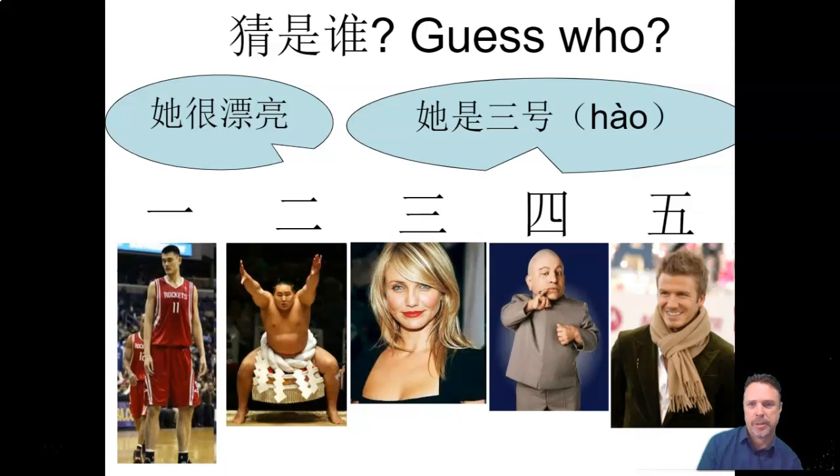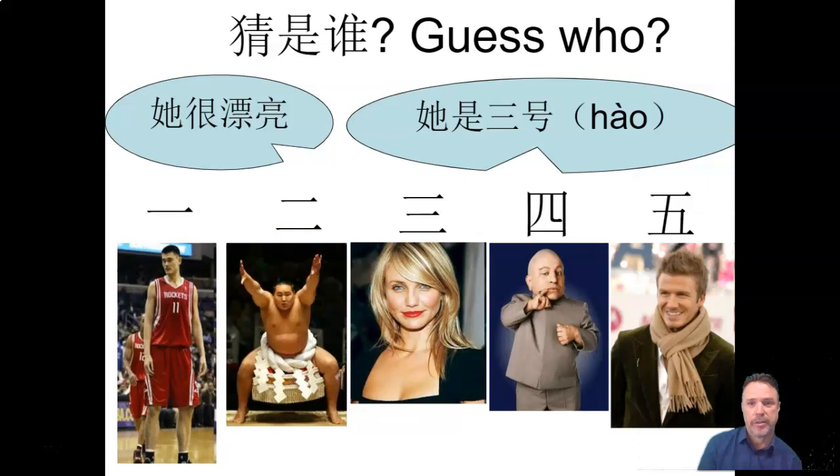Okay, so I'm looking at one of these pictures here, and I'm going to say two things about this guy. I'm going to say 他不高，他很矮. Yeah, they're my example sentences. 他不高，他很矮. And hopefully that's pretty obvious that I'm talking about 四号. Yeah, 他不高, he's not tall. 他很矮, he's very short.